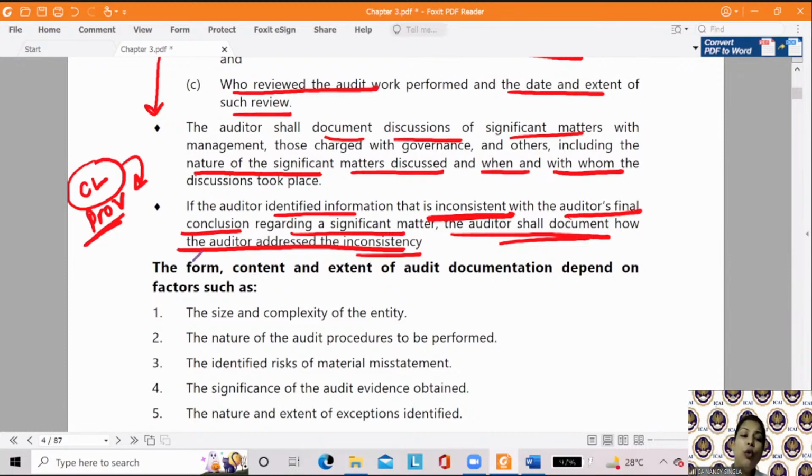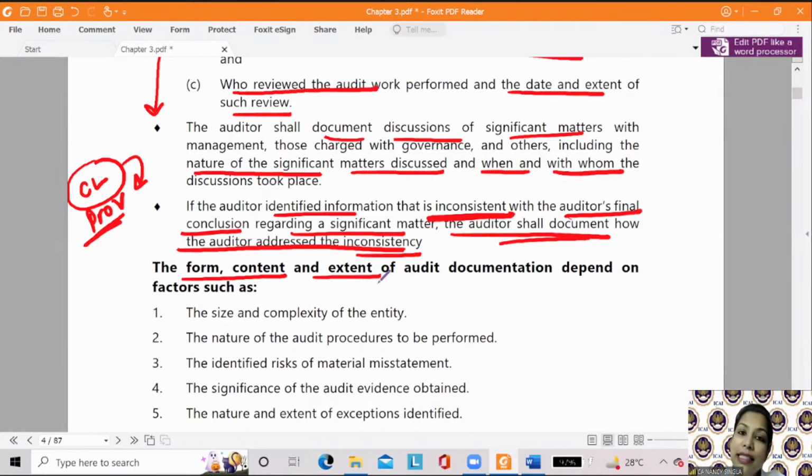Clear. Now this form, content, extent. So SA 230 says, any experienced auditor having no previous connection with the audit should be able to understand the nature of audit procedures, what audit evidence was obtained, and the significant matters and professional judgment applied thereto. That's all there is.